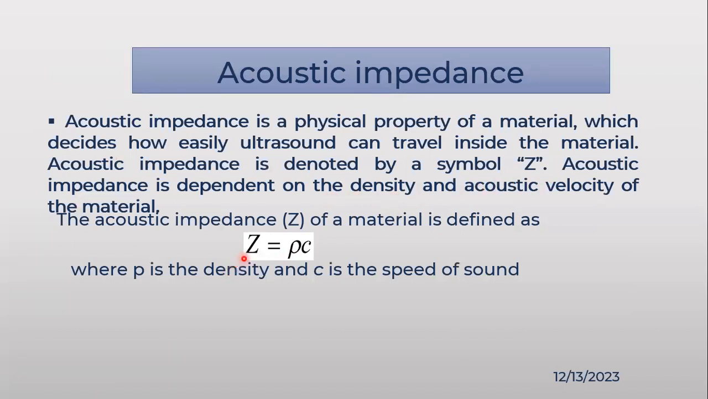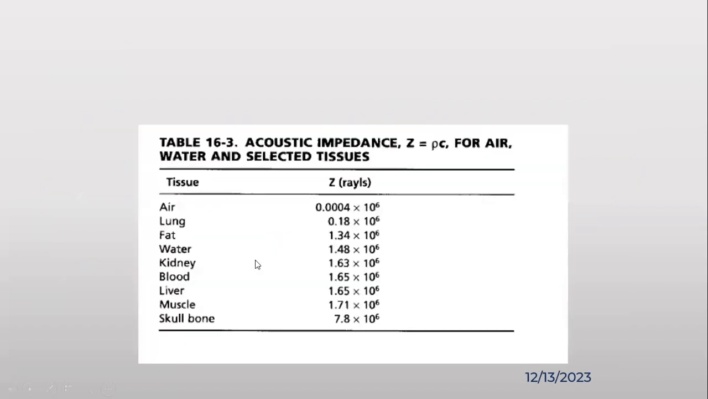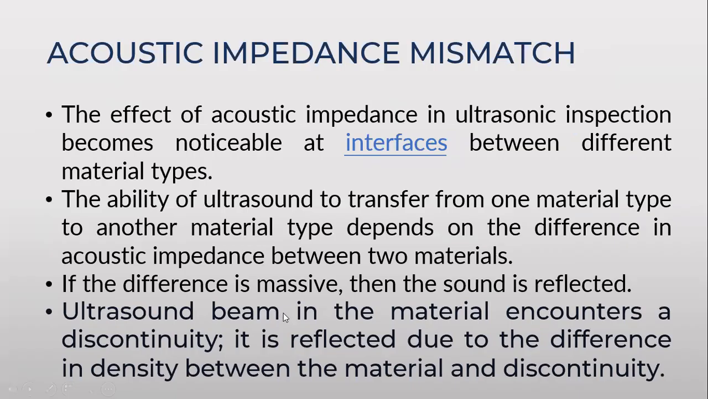When the density is high for any material, Z will be high. For example, bone has a high Z, while air has a low Z. And here you can see the different Z values that we have. Air has the lowest Z, while skull bone has the highest Z of the materials. What does that mean? The effect of acoustic impedance becomes noticeable at interfaces between different types of material. The ability of sound to transfer from one material type to another depends on the difference of the acoustic impedance.